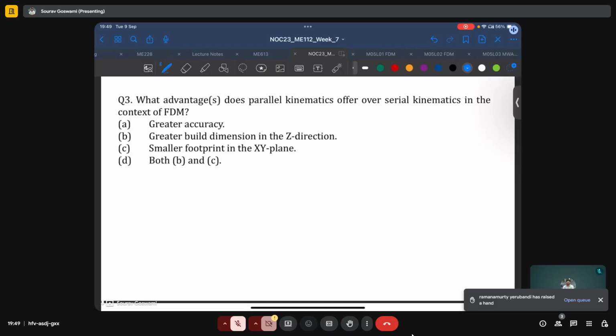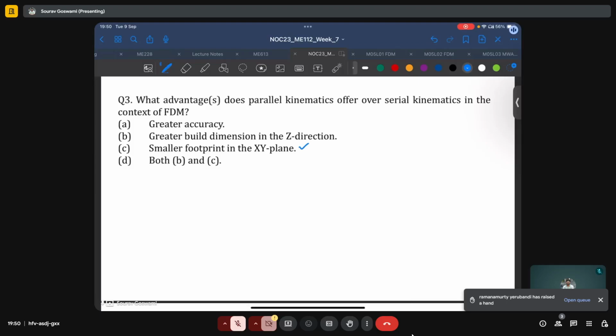Does it offer greater accuracy? Does it offer greater build dimension in the z direction? Or does it offer a smaller footprint in the xy plane? Now we have discussed this point before also, and what we noticed is that typically parallel kinematics will have a smaller footprint in the xy plane. So you need not have a very large xy footprint, and it will only be slightly larger than your desirable build region.